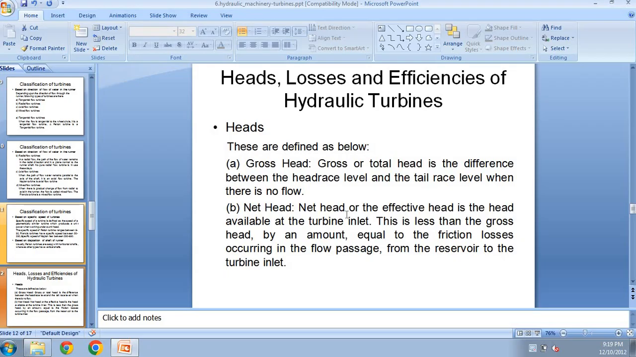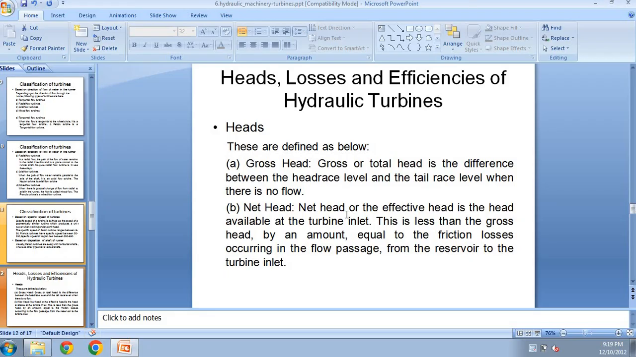The tailrace is from the exit of the turbine. From the exit of the turbine, that water is again transferred to the river. So that particular head difference between the headrace level and the tailrace level, you can consider as the gross head.